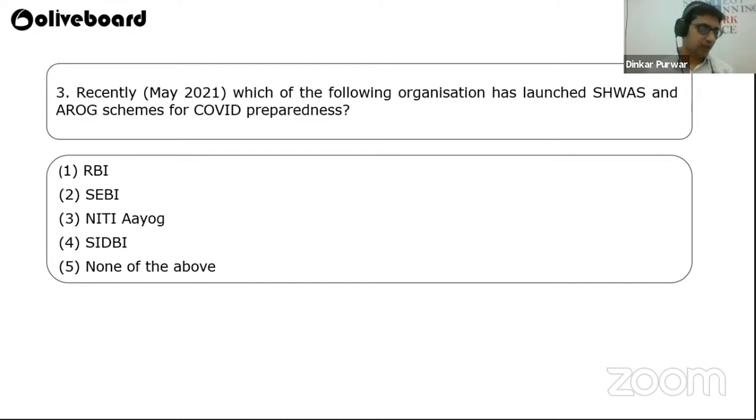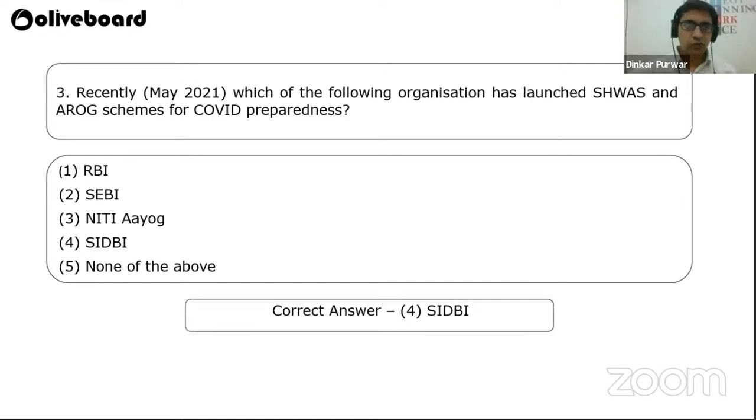So Nilesh is saying it is SIDBI. Saurabh is saying SIDBI. Mili, NITI Aayog. Nitin is saying SIDBI. Amit is saying SIDBI. Okay. So we will see the answer of this question. What is going to be the answer of this question? The answer of this question is SIDBI.